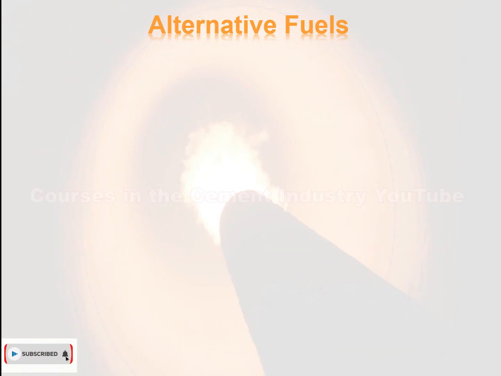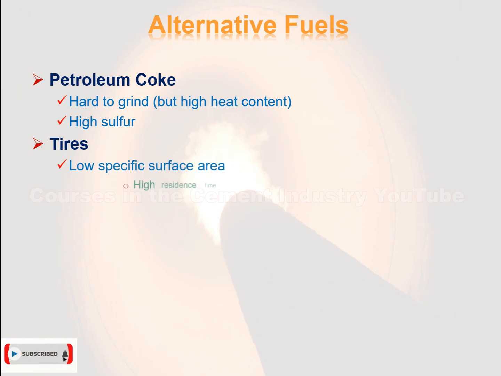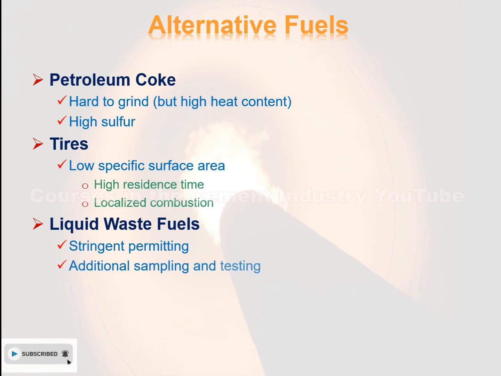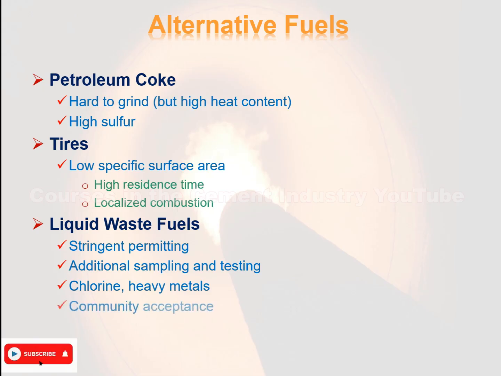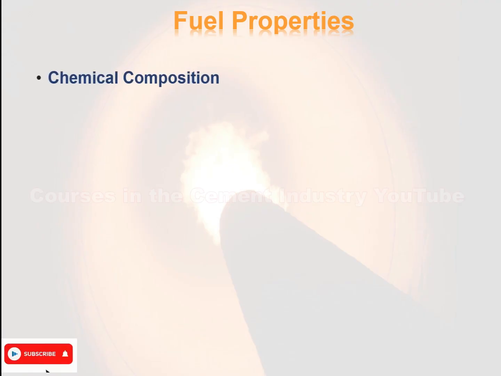Alternative fuels. Petroleum coke: hard to grind, but high heat content. High sulfur. Tires: low specific surface area, high residence time, localized combustion. Liquid waste fuels: stringent permitting, additional sampling and testing for chlorine and heavy metals, community acceptance. Fuel properties. Chemical composition, it includes 1.